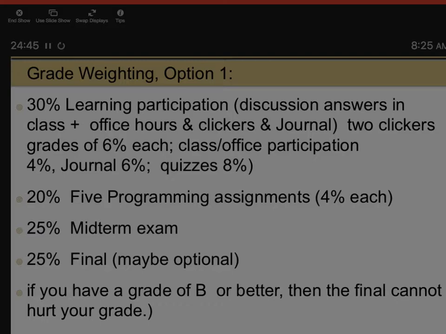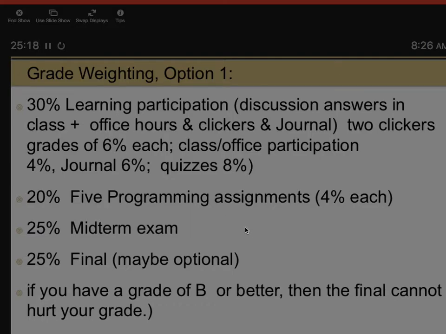the first part is your learning participation. Discussions in class, if I call on you and you get points. Office hours, clickers, and journals. And they're broken down. There'll be 2 clickers of 6% grade each. Class and office participation. Some of you are a little bit introverted and you don't want to speak up in a class of 70. That's okay. If you visit my office hours, I count that as class participation, if you've shown you've done the work. If you visit my office hours and you show, I haven't even read the chapter, but I have some questions on it, you won't get as many points out of that.